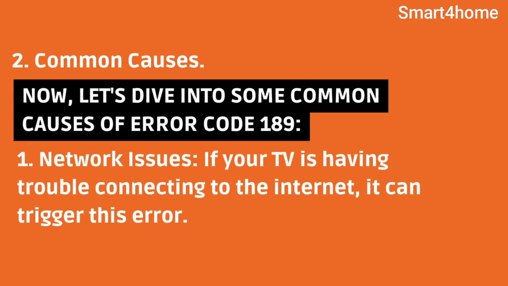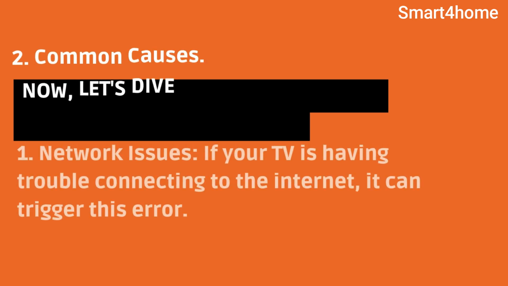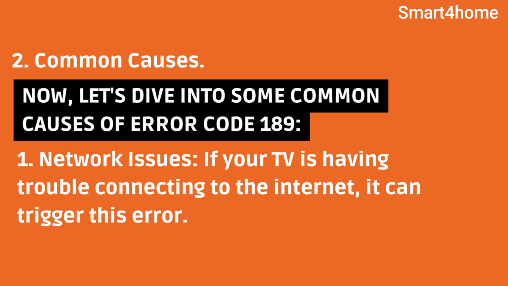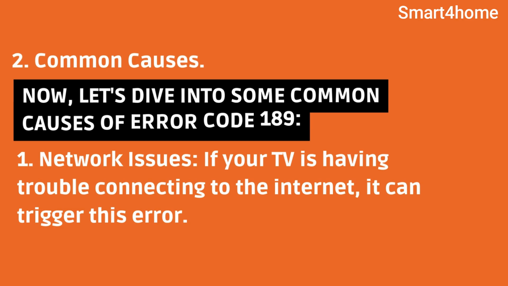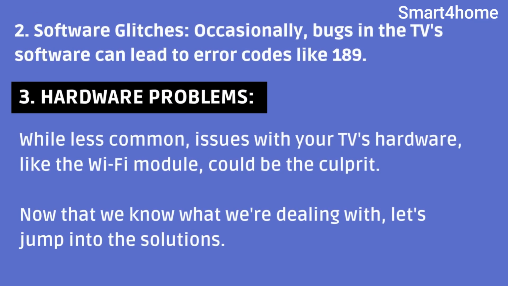Common causes. Now, let's dive into some common causes of error code 189. 1. Network issues. If your TV is having trouble connecting to the internet, it can trigger this error. 2. Software glitches. Occasionally, bugs in the TV software can lead to error codes like 189. 3. Hardware problems. While less common, issues with your TV's hardware, like the Wi-Fi module, could be the culprit. Now that we know what we're dealing with, let's jump into the solutions.